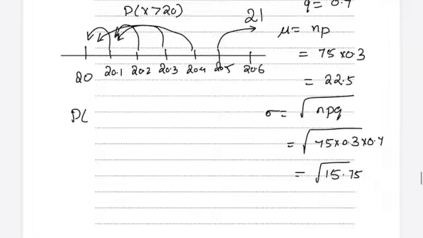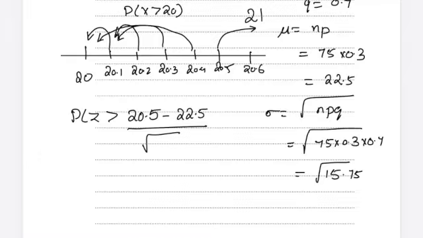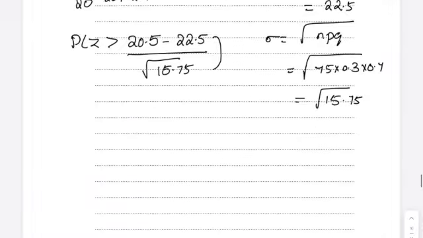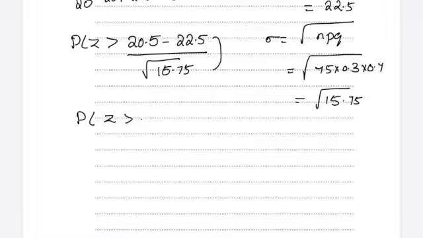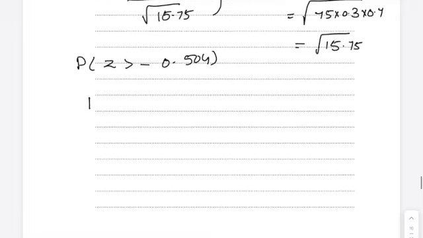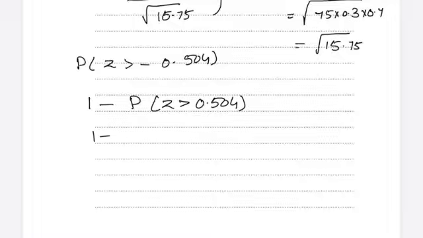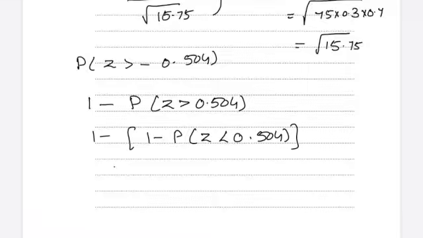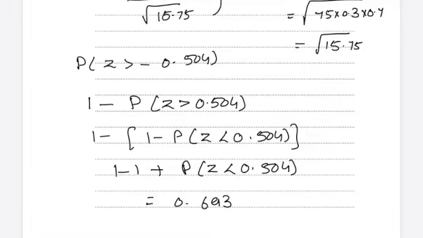So I'll be taking the probability of z greater than 20.5 minus 22.5 divided by square root of 15.75. So this is the probability of z greater than negative 0.504. So I want to convert negative to positive. So 1 minus the probability of z greater than 0.504. I want to convert greater to lesser, so 1 minus 1 plus the probability of z less than 0.504. This value is going to be 0.693.